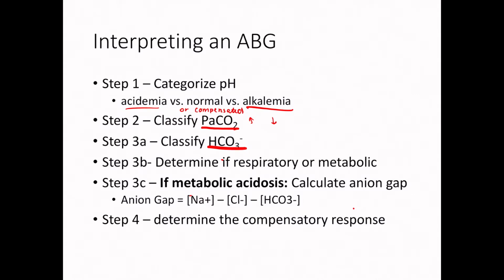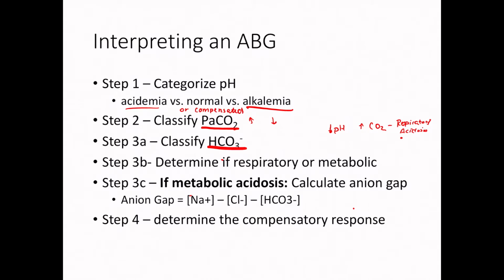If you have an acidosis, so pH is low, and a high CO2, this would be a respiratory acidosis, meaning that the primary problem is that you have a low pH, that's why it's an acidosis, and that your CO2 is high. We're going to talk about this more on the next slide, but CO2 acts as an acid, so this would be the primary problem.